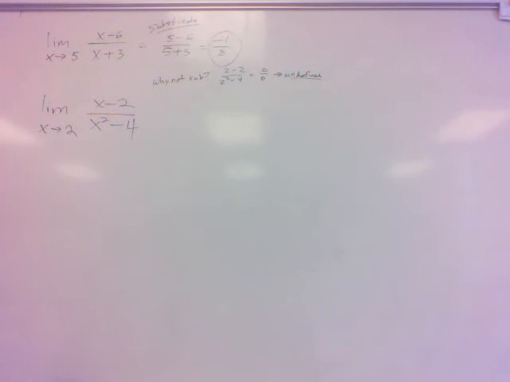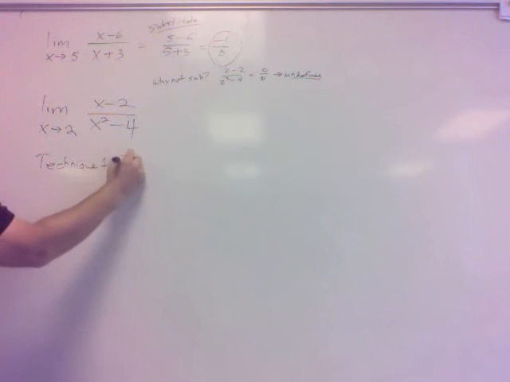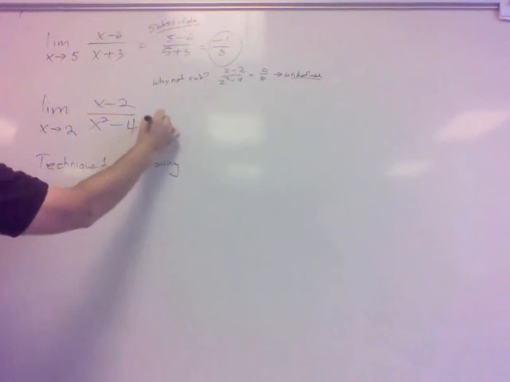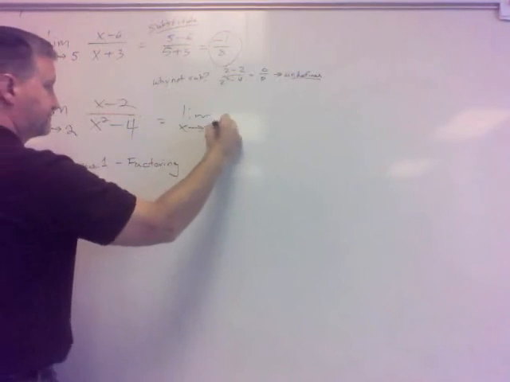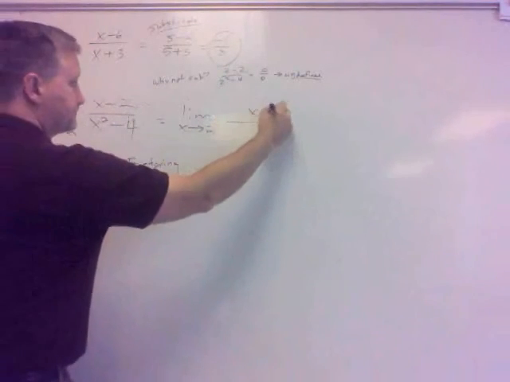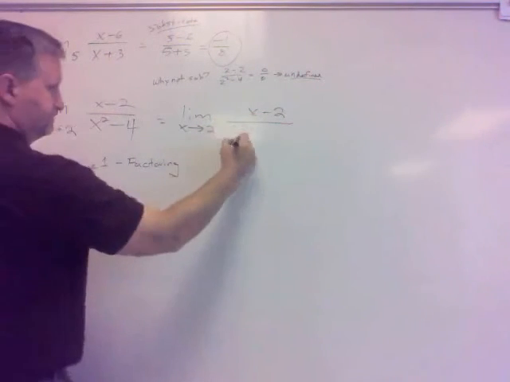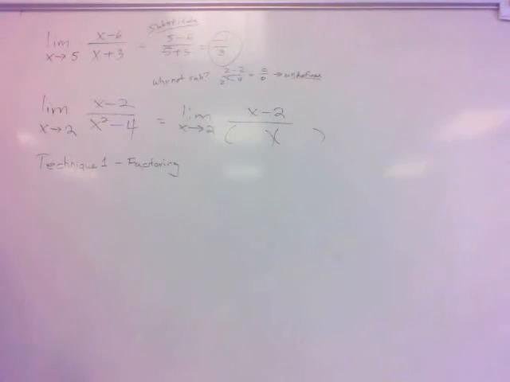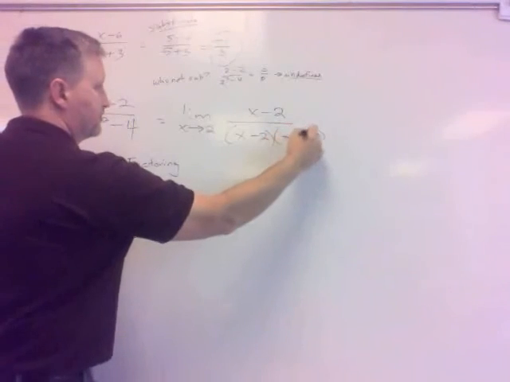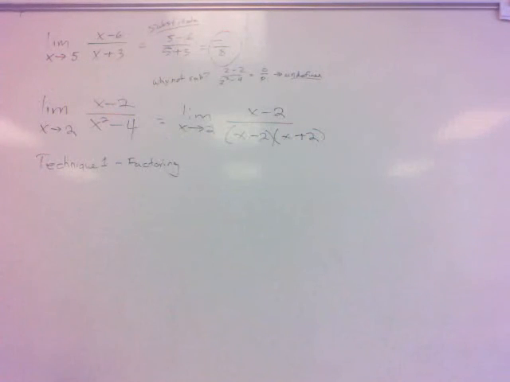And this one is an example of the first type of technique we're going to use, and that technique is factoring. Sometimes we can use factoring to evaluate these limits. So that's technique 1. You see here, if I factor the bottom, difference of squares, how does that factor? Well, this would be x minus 2, x plus 2, wouldn't it? x squared minus 4 is x minus 2 times x plus 2.